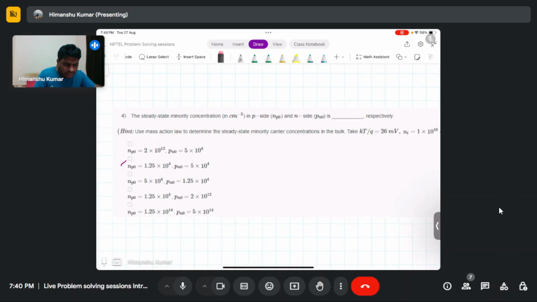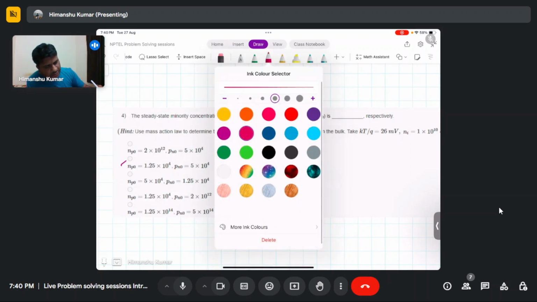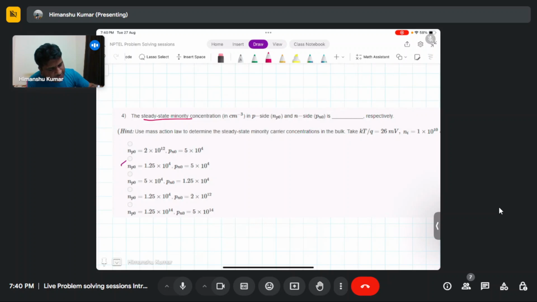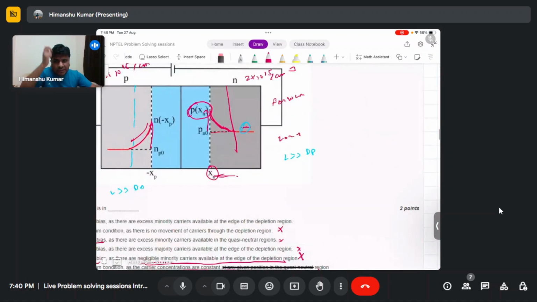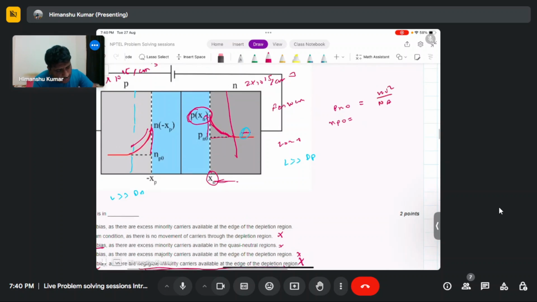Next problem. It asks for the steady state minority carrier concentration in the P side and N side respectively. Basically in the quasi-neutral region, the steady state minority carrier concentration pn0 or np0 is given by the law of mass action. So this is ni squared by Nd, and similarly this side is ni squared by Na.